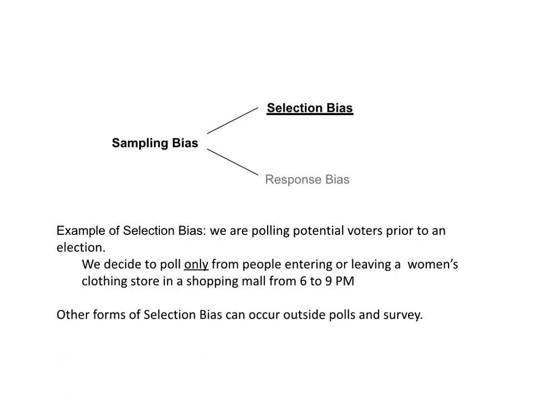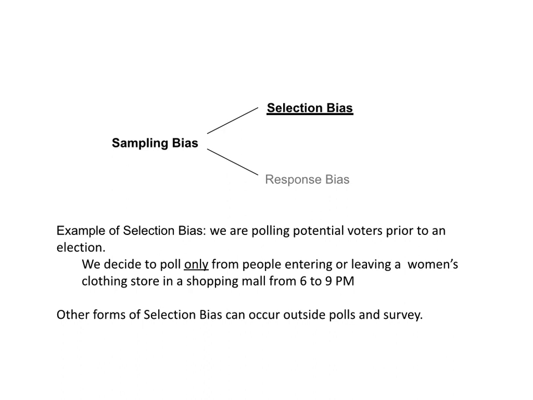First, more women than men will be going in and out of a woman's clothing store. And secondly, people who work the evening shift will be excluded if we poll only from 6 to 9 p.m. They'll still be at work. And people who are not eligible to vote can be included. And if the mall caters to either high-income or low-income customers, the other income levels will be underrepresented. And if the mall is in a city center, then rural and suburban voters will be underrepresented, or vice versa.